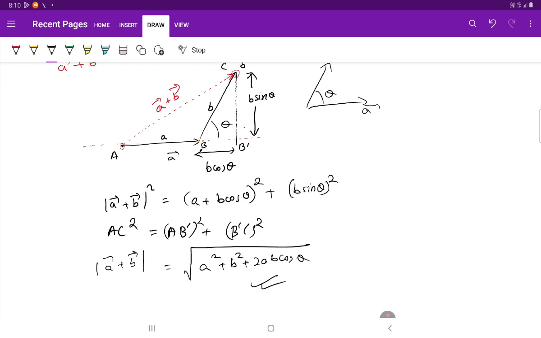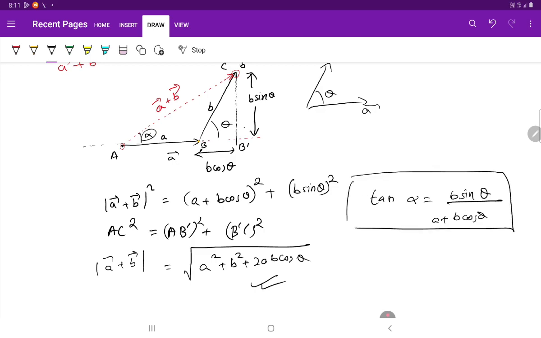And if you want to find the angle between the resultant vector and any vector, suppose A vector, then you can say tan alpha, I'm marking by alpha here, tan alpha is equal to B sin theta by A plus B cos theta. So this is an important theorem. These two are important things you must remember to solve any problem.